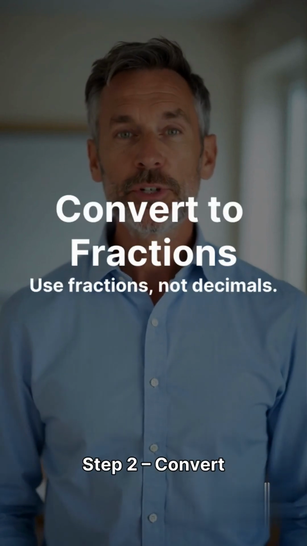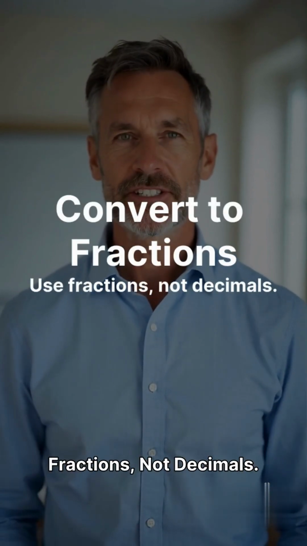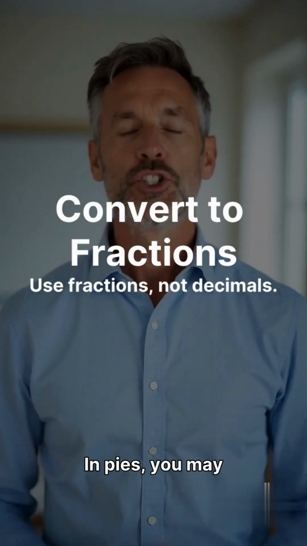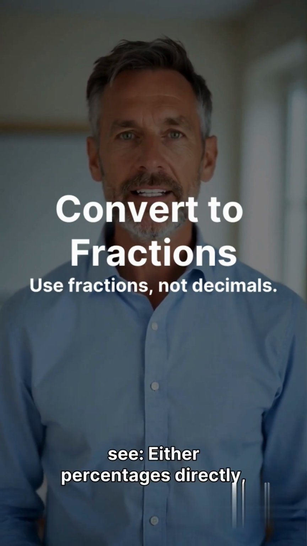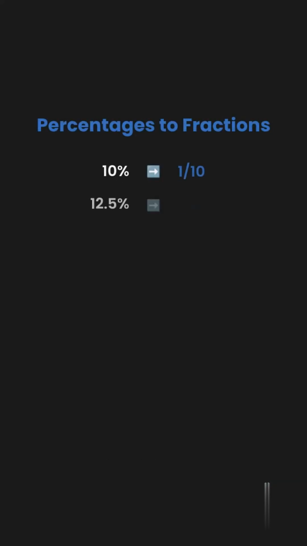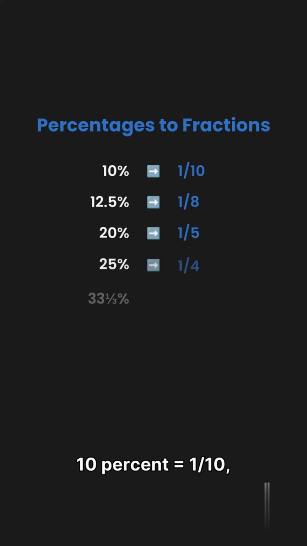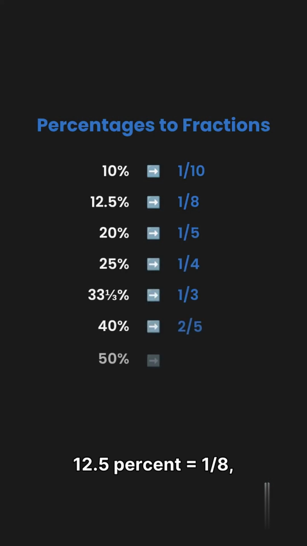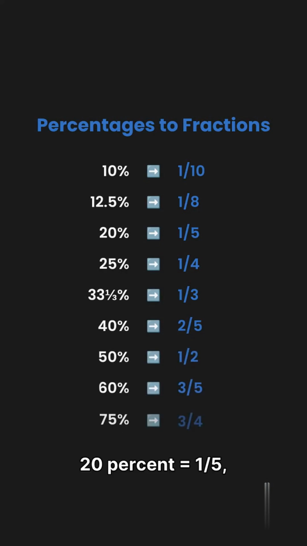Step 2. Convert percentages/angles into fractions, not decimals. In pies, you may see either percentages directly or angles of sectors. Instead of decimal percentages, use fractions. If it's in percent, 10% equals 1/10, 12.5% equals 1/8, 20% equals 1/5, 25% equals 1/4, 33 and 1/3% is almost equal to 1/3, 40% equals 2/5, 50% equals 1/2, 60% equals 3/5, 75% equals 3/4.